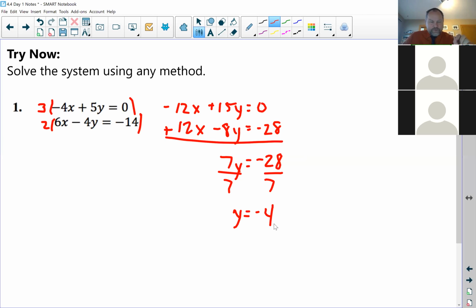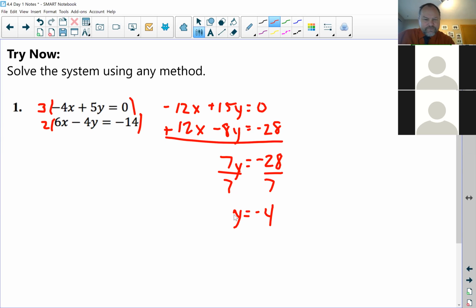Now, before I move on, if you would have multiplied by 6 on the top and 4 on the bottom, you would have ended up with 14y equals negative 56. And then when you divided both sides by 14, you would still get negative 4. So the number you multiply by doesn't affect the answer, as long as you get one of the variables to be eliminated.